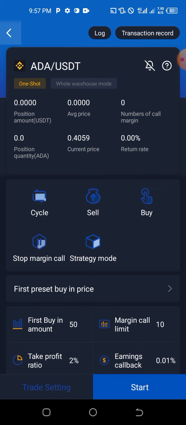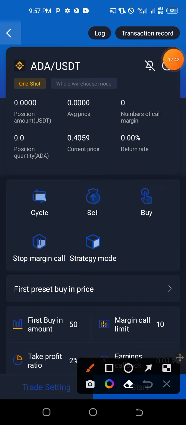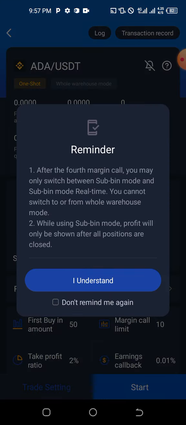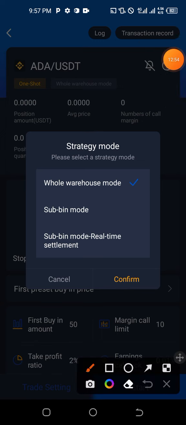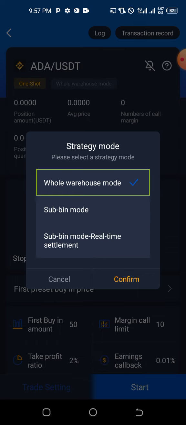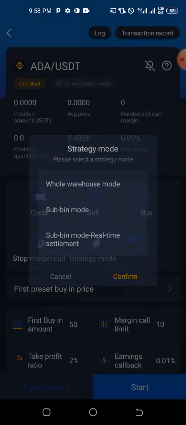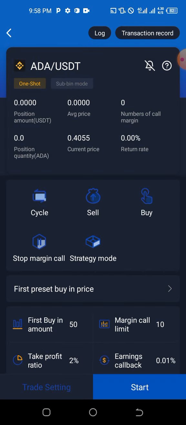Then after you make sure again, you come here on strategy mode. The strategy mode should always be sub-bin mode real-time settlement. This one. If the margin calls are more than 4, you should switch to real-time settlement. Make sure you put a tick here. Put a tick, then confirm. There you are trading the coin in margin calls.